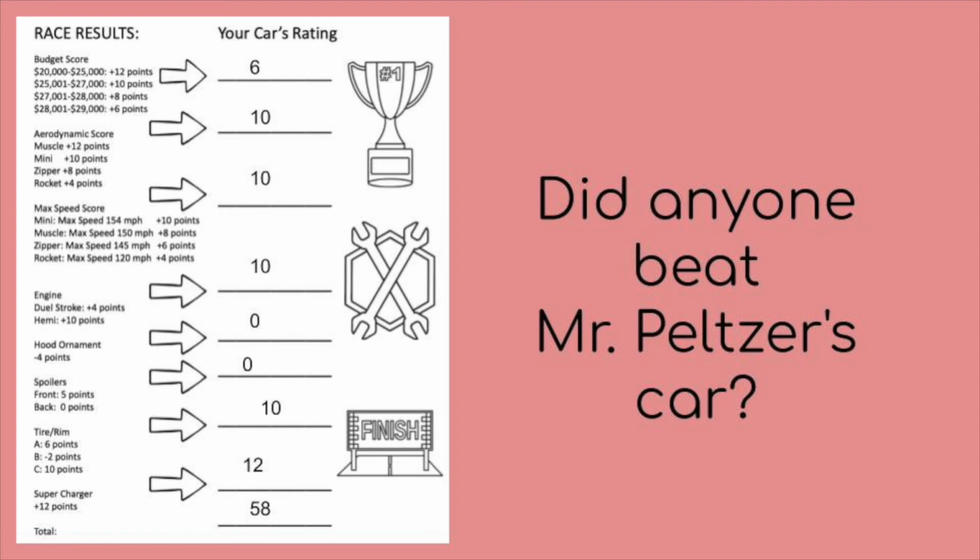He got 6 points for his use of his budget, 10 points for the type of car, 10 points for the maximum speed, 10 points for his engine. He also got another 10 points for his tire trim and 12 points for his supercharger. What was your score? Anybody out there beat Mr. Peltzer's car?